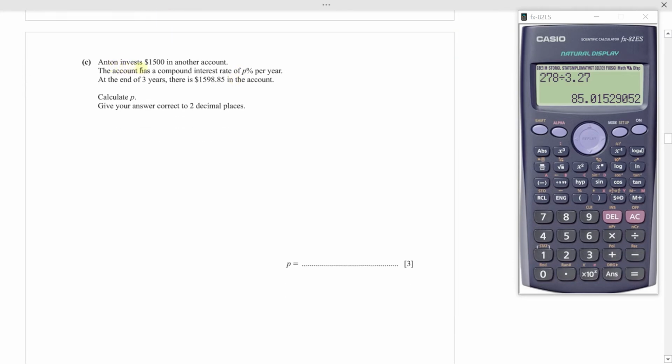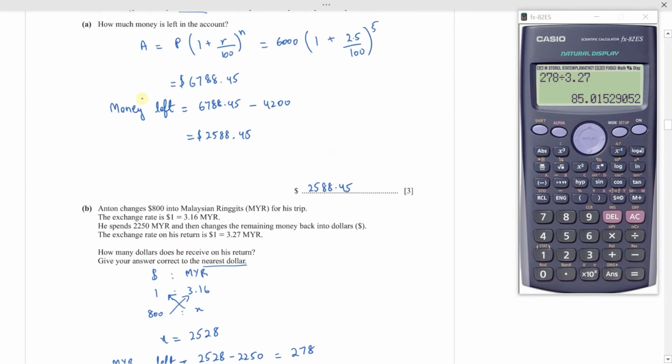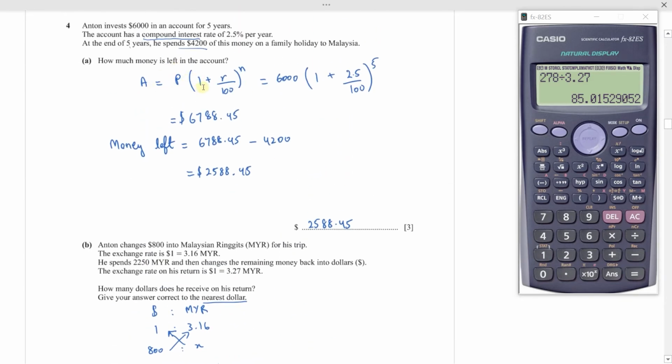Part C is Anton invests $1,500 in another account. The account has a compound interest rate of P%. At the end of 3 years, there is $1,598.85 in the account. Calculate P. So this is again compound interest that we used in one of the previous parts as well.